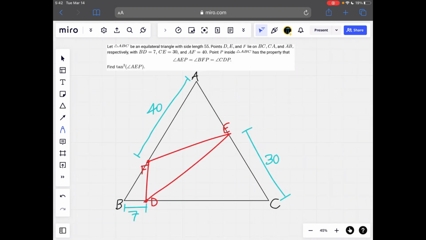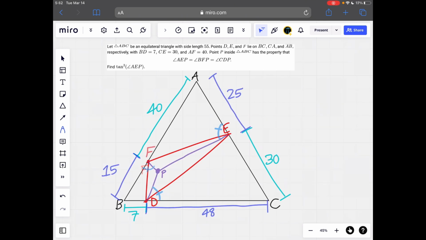So this is triangle ABC, which is an equilateral triangle with side length 55. I've drawn points D, E, and F on BC, CA, AB respectively, with BD equals 7, CE equals 30, and AF equals 40. We want to find the unique point P inside ABC with the property that angle AEP equals angle BFP equals angle CDP. That is, the angles I've marked in blue are equal.